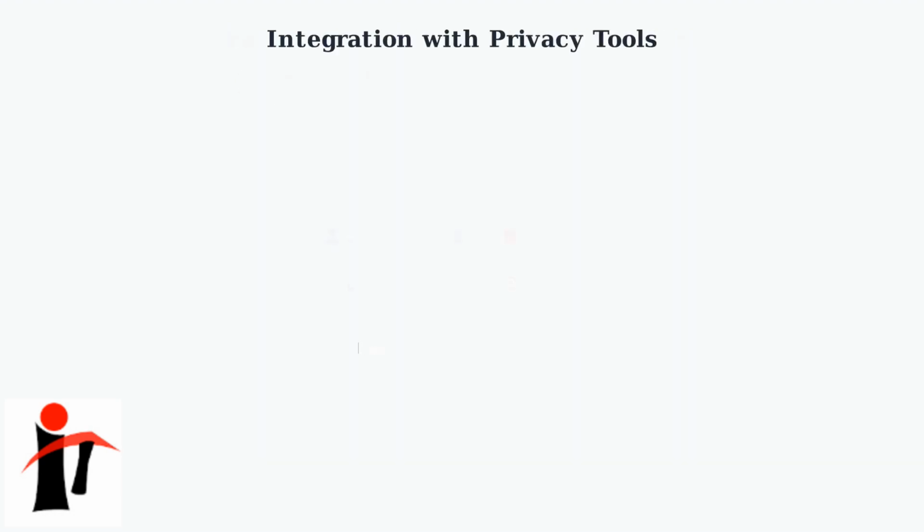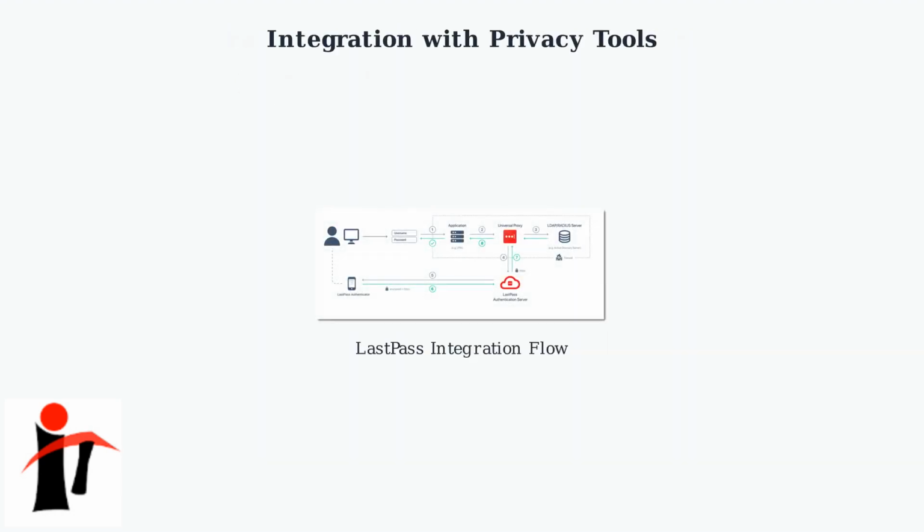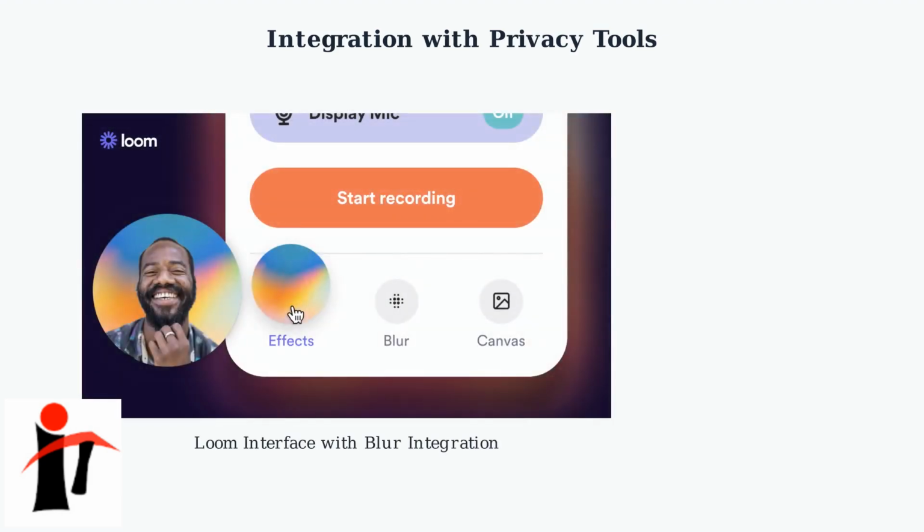Loom integrates with popular privacy tools like LastPass, allowing seamless blurring of stored credentials during software demonstrations. This partnership enables automatic protection of sensitive information, such as passwords and login details, without manual intervention. In practice, when recording a demo in Loom, the integration automatically blurs credentials as you access them through LastPass. This ensures comprehensive privacy protection during presentations and software showcases, making the process user-friendly and secure.